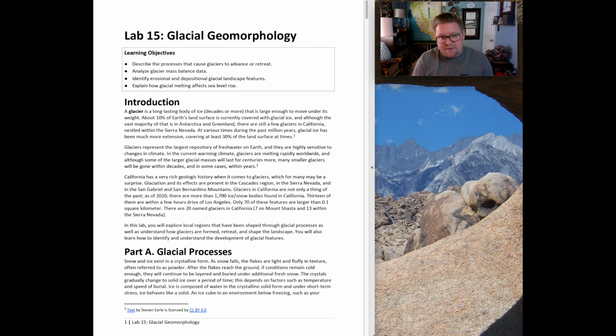Now, as we can see, the objectives of this lab are to describe the processes that cause glaciers to advance and retreat, to analyze glacial mass balance data, to identify erosional and depositional glacial features, and to explain how glacial melting can affect sea level rise. We'll be utilizing not just some old-fashioned hand drawings, but also some great resources to visualize sea level change throughout the United States. That being said, let's start Lab 15.